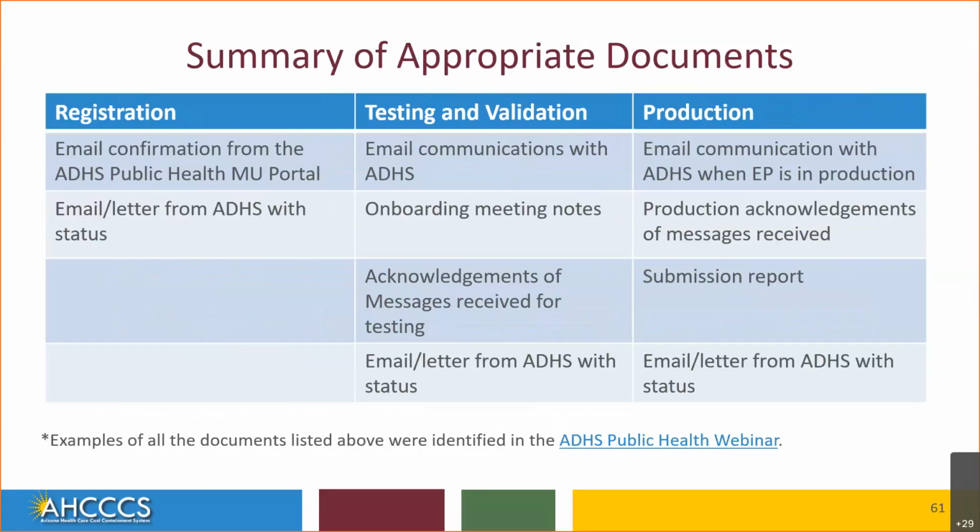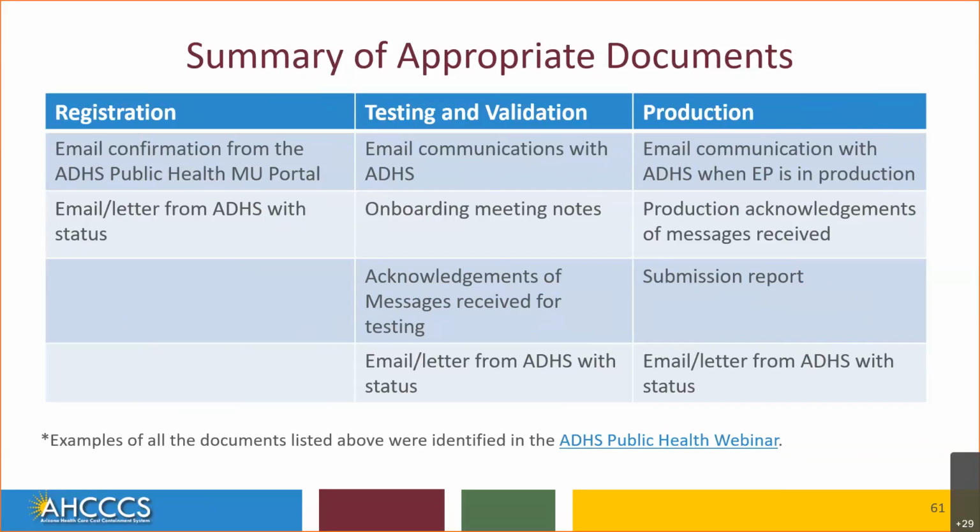Here's a summary of the appropriate documents that are needed for registration. There's a few examples listed underneath there. So an email confirmation from the ADHS Public Health MU portal, or an email or letter from ADHS with the status of where the EP is at. This also goes along with any national registries. If you have an email from the registry confirming you are registered, that would be sufficient as well. For testing and validation, it can be email communication with ADHS or any other national registry, onboarding meeting notes, potentially acknowledgments of messages received for testing, or an email or letter from ADHS with the status of where that EP is currently, or at some point in the past.